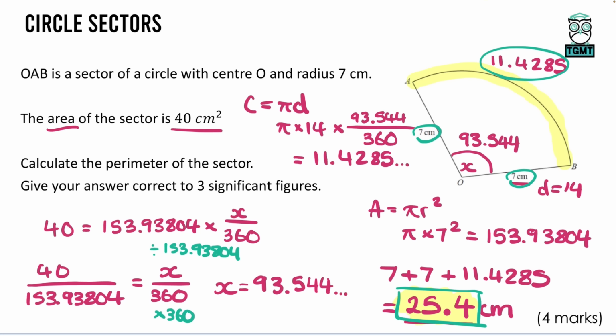Now, of course, you could have that the other way around. It could have said the perimeter is 25.4. Now, in that case, we'd have done basically the same thing. We'd have had to subtract the 14 first, which would have given us the arc length, and then we'd have used the exact same process, but starting with my circumference formula, and then reversing over to the area formula. But it could be done either way, and that's a really nice circle sectors question.